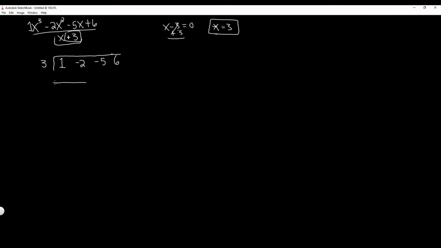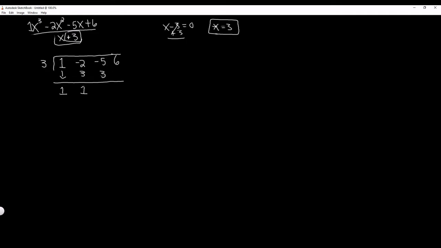Okay, so the way we divide this is we start out by just bringing down the very first number, and we write it down here. And then what we do is we multiply 3 by 1, and then we write whatever we get here, so in this case 3, and then we add. So -2 plus 3 is +1, and then we multiply again.